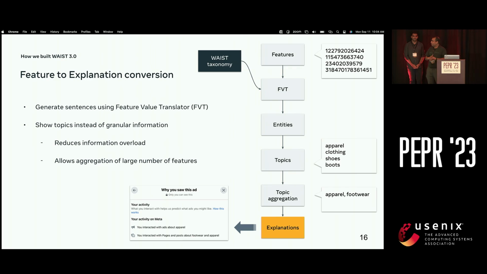So the last part we had to worry about was how do you take these input features and convert them into a form which is easier for a user to understand. If you look at the top part of this picture, you have features which are basically IDs or numbers. And then we have a system called a feature value translator, which tries to convert these IDs into human understandable sentences. Typically, most of these IDs have an entity associated with them, for example, the name of the Facebook page or the name of the ad you interacted with. We convert those entities into topics, which uses a specific taxonomy we work with policy on. And then we do an aggregation of the topics. So at the end of all this process, we get a sentence like, you interacted with an ad about apparel.